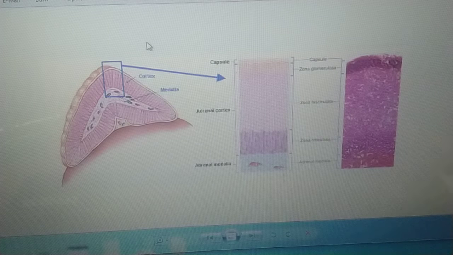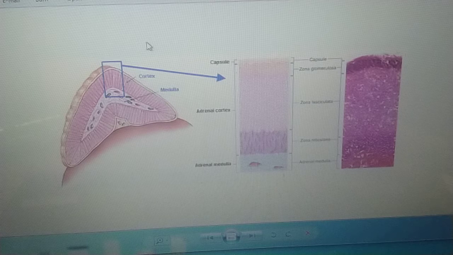Dear children, the adrenal gland or suprarenal gland is also known as the gland of emergency or emergency gland. These are a pair of glands, and they are located on top of the kidney. Each adrenal gland has two parts: the external adrenal cortex and the internal adrenal medulla.